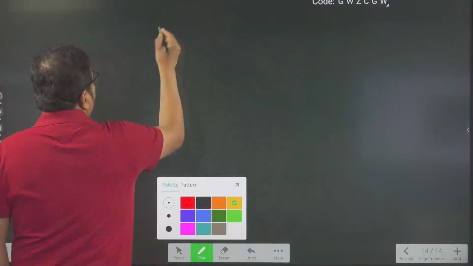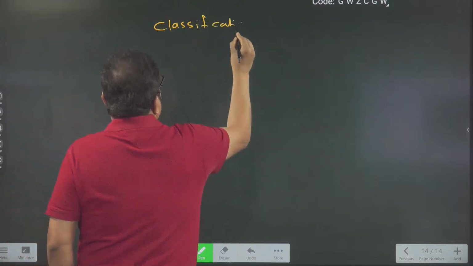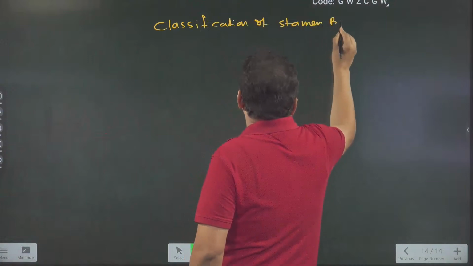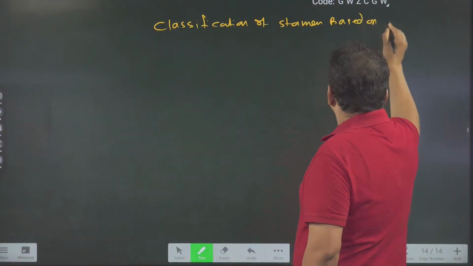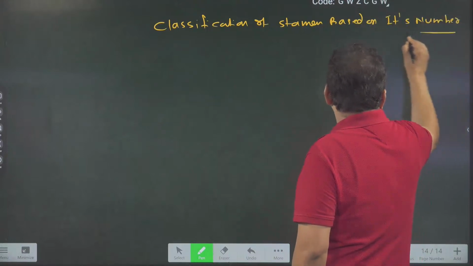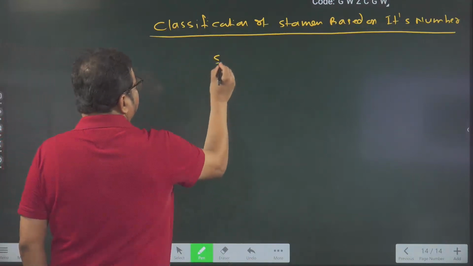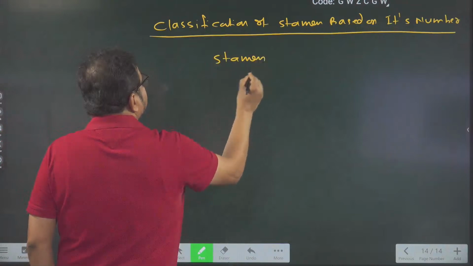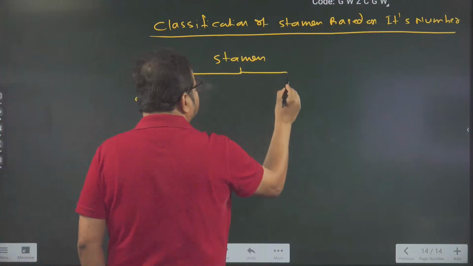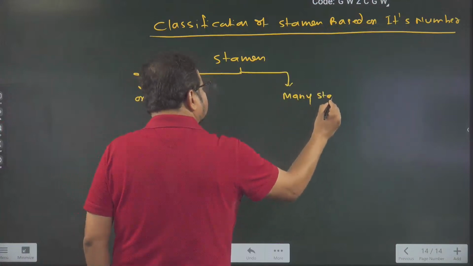Aestivation as well. So look here about a stamen. Classification of stamen based on its number. So here stamen is there. One stamen is there, one condition. Another condition is called many stamen is there.